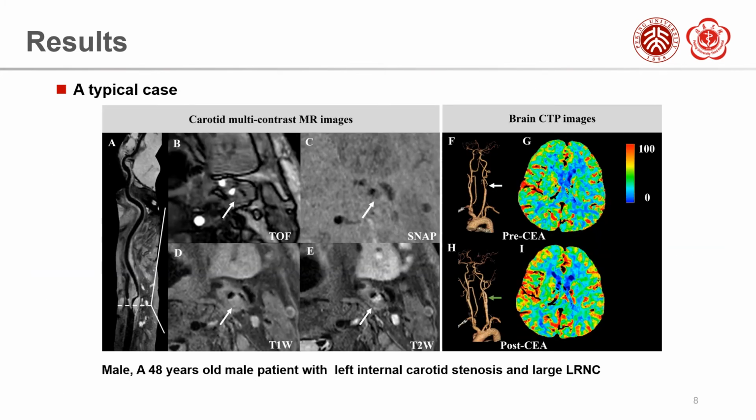Here is a typical case. The images are from a 48-year-old male patient who had plaque with LRNC in the left internal carotid artery and ipsilateral decline in CBF before CEA and improved CBF after CEA.